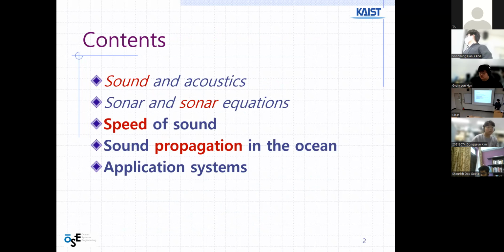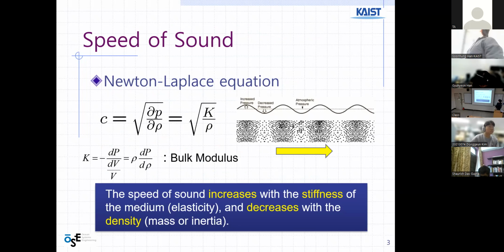I will explain about speed of sound and sound propagation in the ocean, and I will introduce some applications of acoustics. So at first, here is the topic of speed of sound.